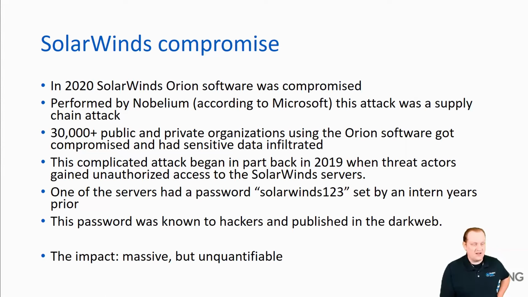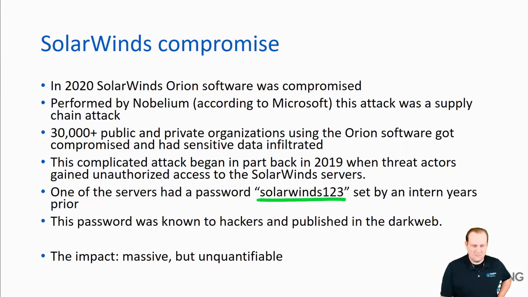Now, this complicated attack, though, didn't start in 2020. It started way, way sooner. This complicated attack began back in 2019 when the threat actors gained unauthorized access to the SolarWinds update servers, the servers that pushed out the updates for the Orion software. And a root cause analysis of how they gained access to that: one of the servers had the password SolarWinds123 set by an intern about 6 years prior. Like many years prior, an intern set the password for one of the main update systems to SolarWinds123.